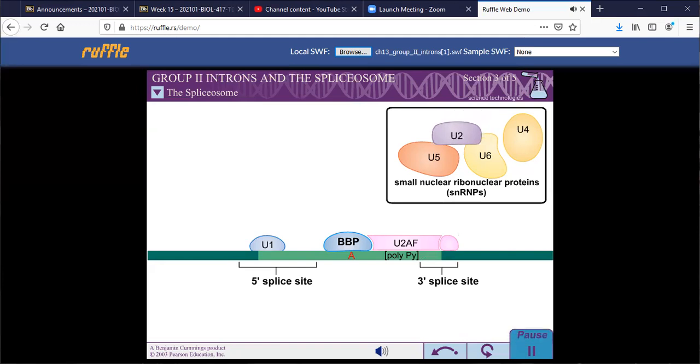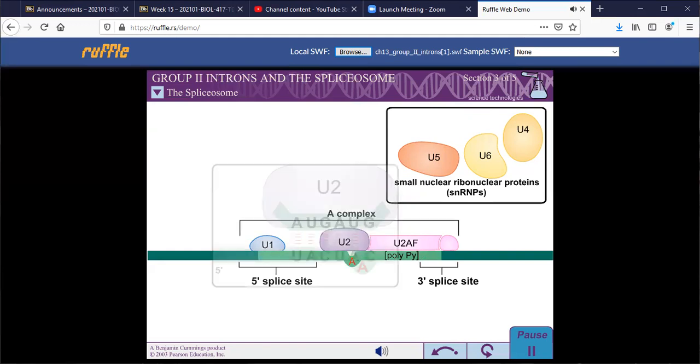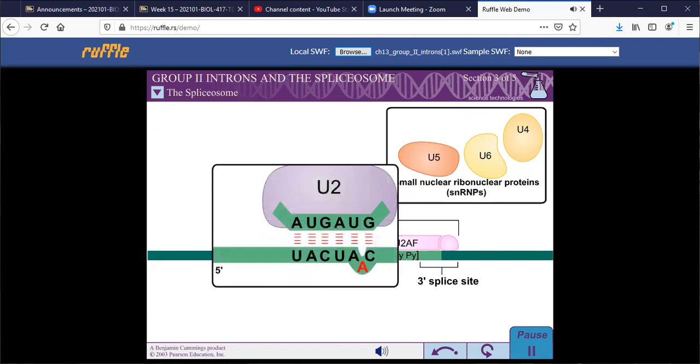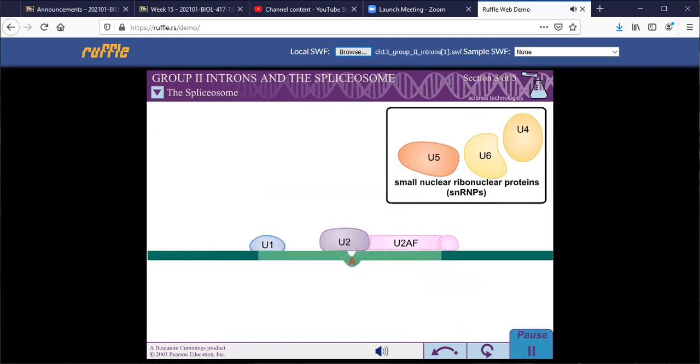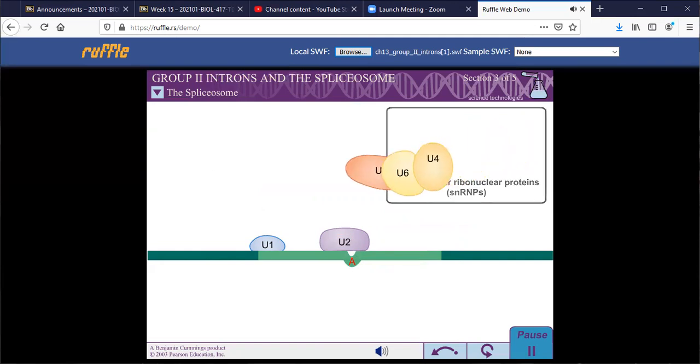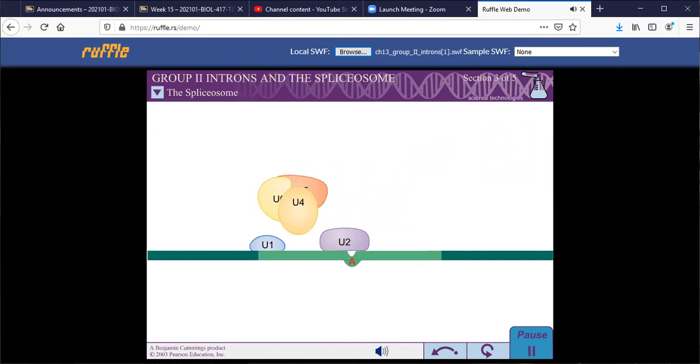The U2 snRNP then replaces the branch point binding protein at the branch site, aided by U2AF. This is called the A complex. The branch site A remains unpaired and forms a bulge. U2AF leaves the complex. The complex rearranges to bring all 3 splice sites together. The U4, U5, and U6 snRNPs join the complex, converting it to the B complex.